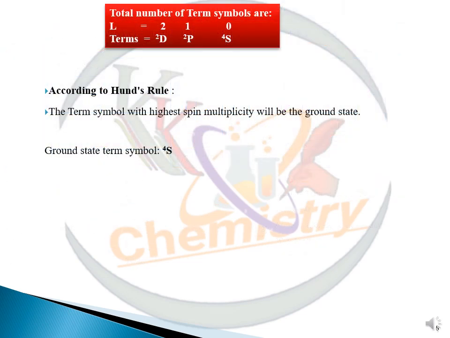Now which one is the ground state? According to Hund's rules, if you have a number of term symbols, then the term symbol with the highest spin multiplicity will be the ground state. So this one is the ground state.